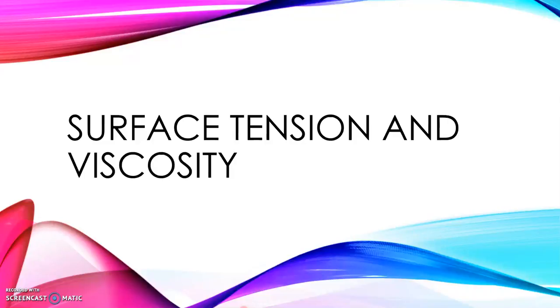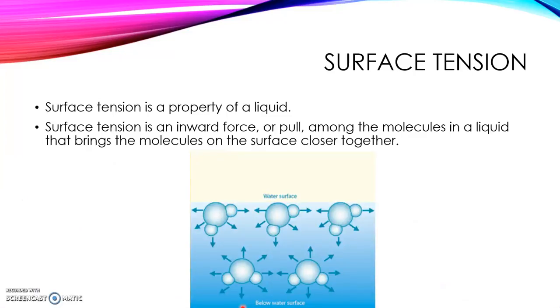Hi everyone. Today we're going to talk about two properties of liquids, which are surface tension and viscosity. The first is surface tension, and this is a property of a liquid. It's an inward force or pull among the molecules that make up the liquid that brings the molecules on the surface closer together. As you can see in this picture, the molecules on the surface of the water are being pulled inward towards the molecules that are more below the surface, so it's pulling them closer together.